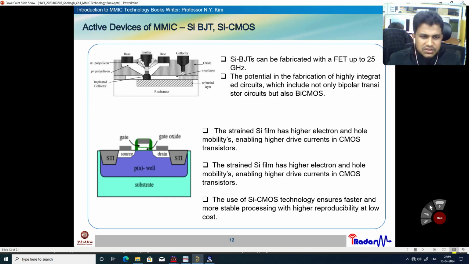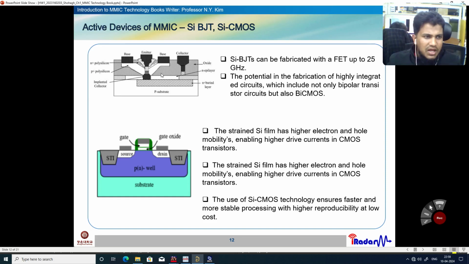The obtained silicon film has higher electron and hole mobilities, enabling higher drive current in CMOS transistors. The use of silicon CMOS technology ensures faster and more stable processing with higher productivity at a low cost.